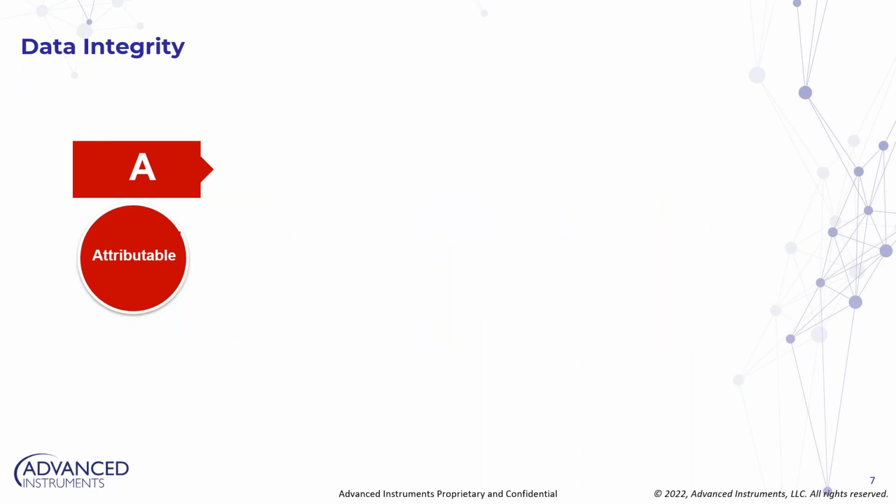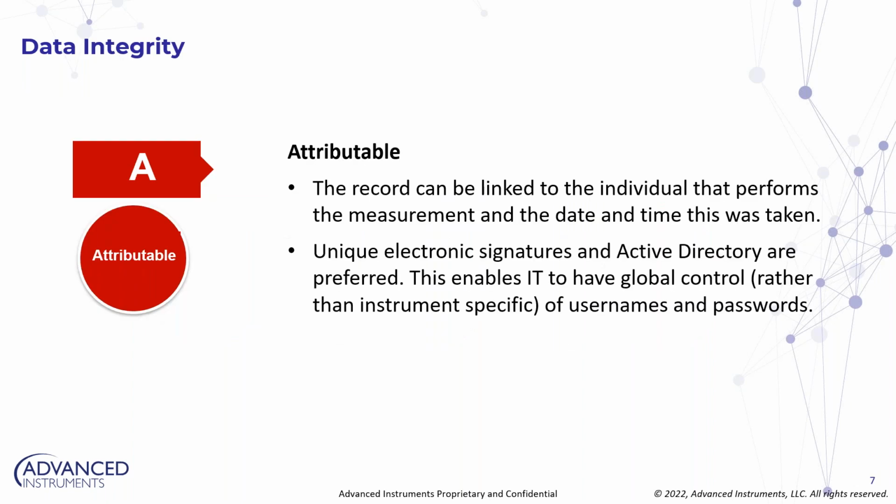When we look at attributable, what this really means is that the record can be linked to the individual that performs the measurement, and the date and time that this was taken. So when I get that data set, whether it's HPLC data, an osmometer value, a pH value, whatever it may be, whoever performed that testing, can we identify that person? Right? And can we know when this was done? Because 5 years from now, or 2 years from now, if you have to look at it, you need to know all of that.